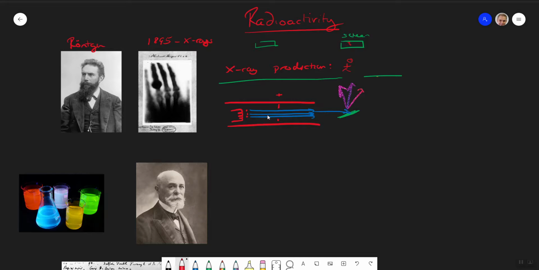Now, it takes him 6 weeks from seeing this to then building this to see his wife's hand before he publishes it, because he's genuinely afraid that he's describing invisible light.